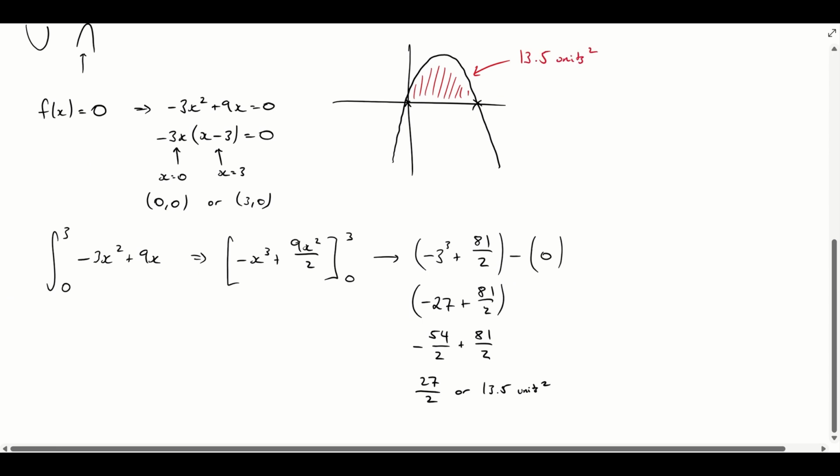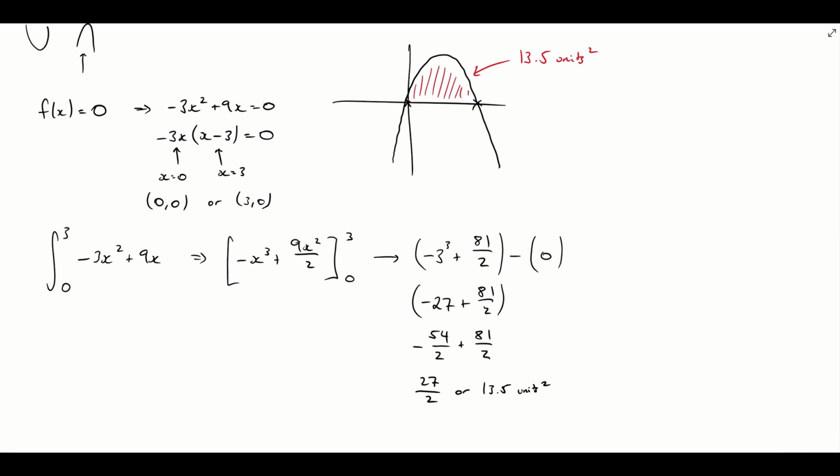So all we've done is we've worked out where our roots are, because that helps us set what our definite integral bounds are going to be, and then we just do this definite integral and we're able to calculate that area bound between that curve and the x-axis.